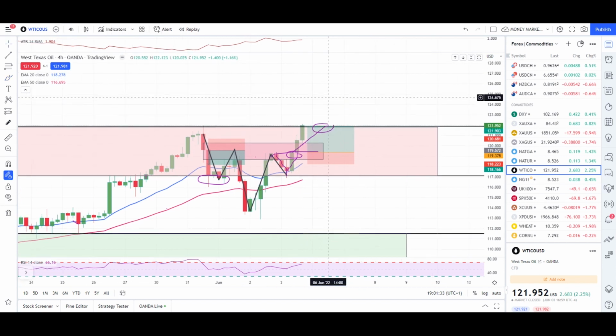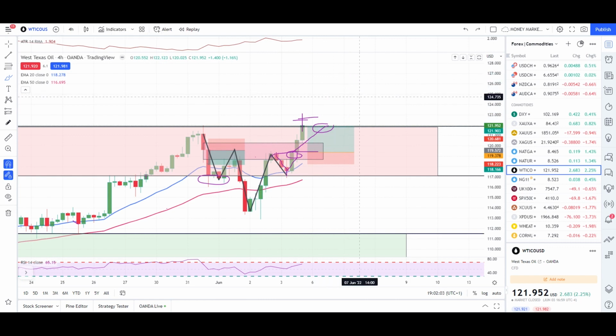So now what to expect next from crude oil? As you can see, the market is now pushing up. If we have a break and close above this zone, which is 121.90, then I will look for another retest. We can get a retest to the neck of this pattern right here, which is 120. Once we have a retest, I will look for another long opportunity.